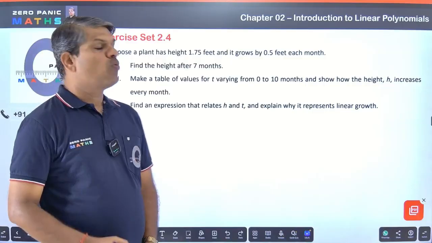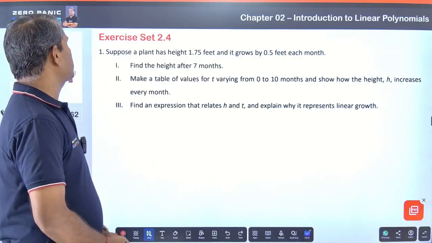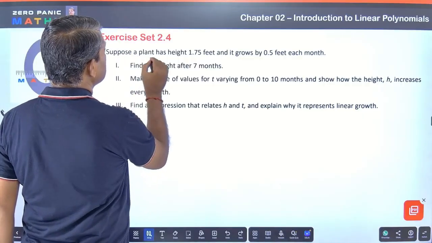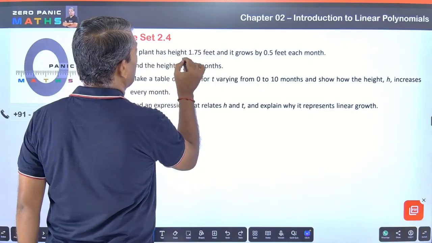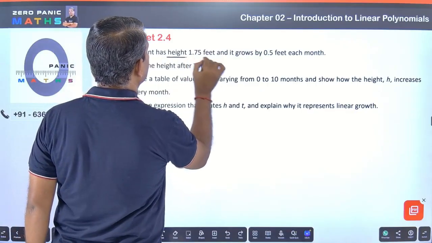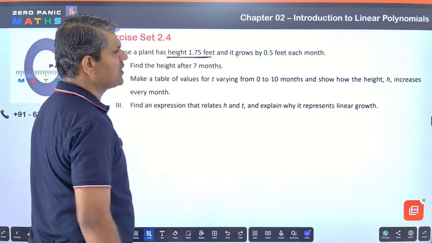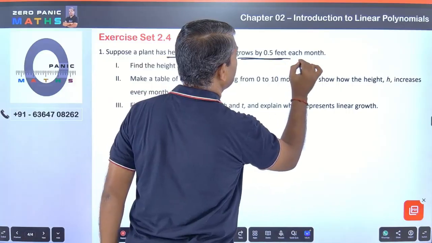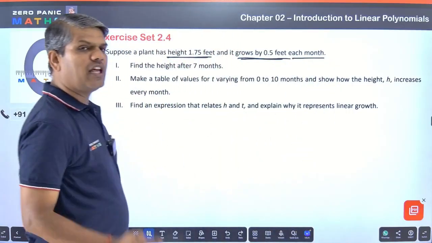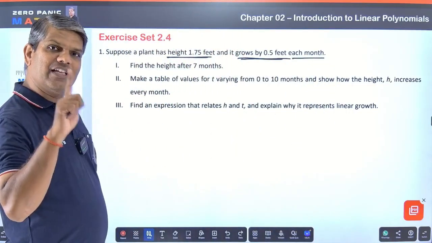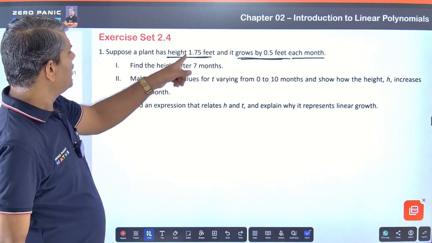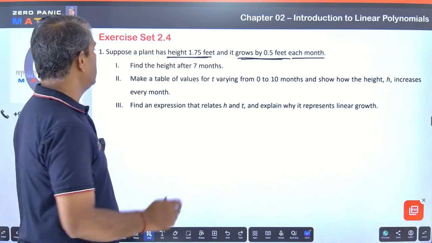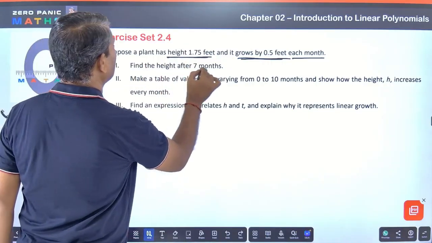Let us see what question number 1 says. It says suppose a plant has height 1.7 feet. The initial height is 1.7 feet and it grows by 0.5 feet each month. So there are two quantities here, the time in months and the increase in height in feet. Find the height after 7 months.